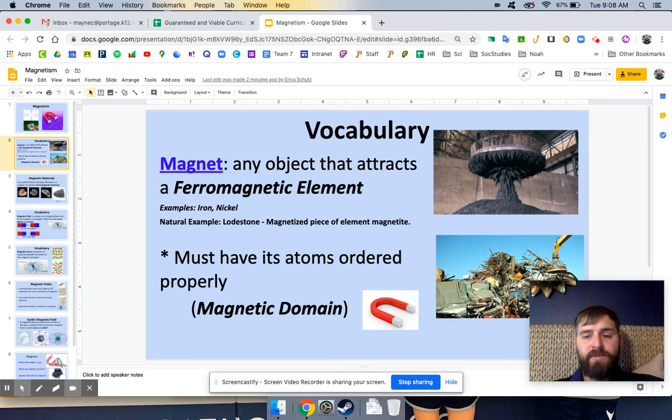So some examples that are typical that we use most of the time are going to be iron and nickel. But one of the examples that is actually a natural example is lodestone. That's basically when you have a piece of magnetite, the element magnetite, and it has become magnetized because of the Earth's magnetic field. And so I want you to include those as your examples for a magnet.